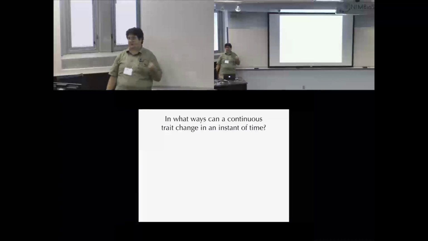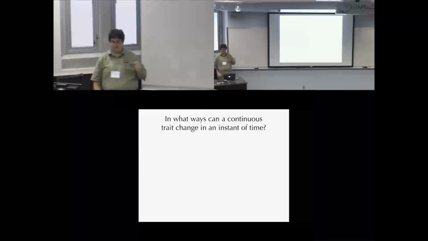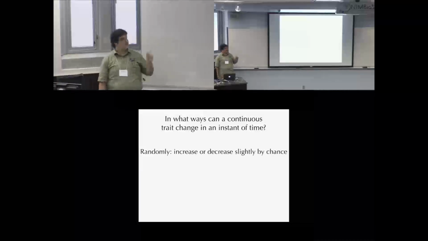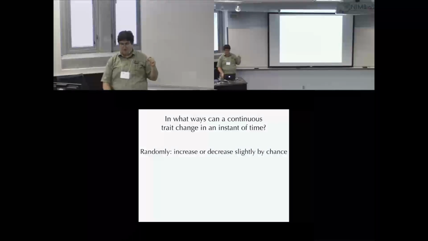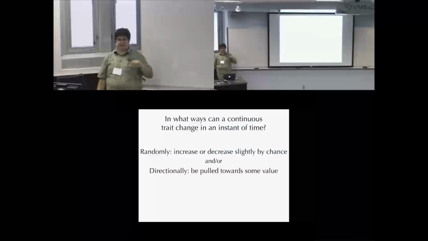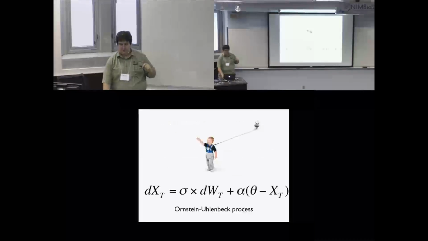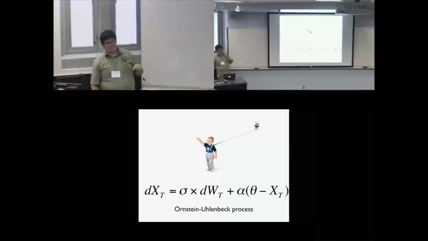So let's think about how a trait can change in a single instant in time, right? So it could change randomly, right? Increase or decrease slightly due to chance, right? Or it could be changed directionally, it could be pulled towards some value, right? And so think of this as an Ornstein-Uhlenbeck process, right?